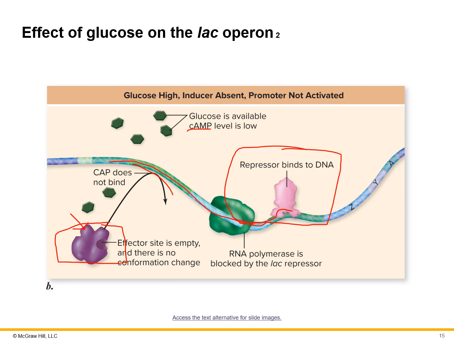But when cAMP is present, that indicates that glucose is low, and that means that it's worthwhile for the cell to produce the enzymes associated with lactose, and so the cAMP binds to the CAP. CAP then is the appropriate shape to bind to the lac operon, and this promotes the activity of RNA polymerase on the lac operon.